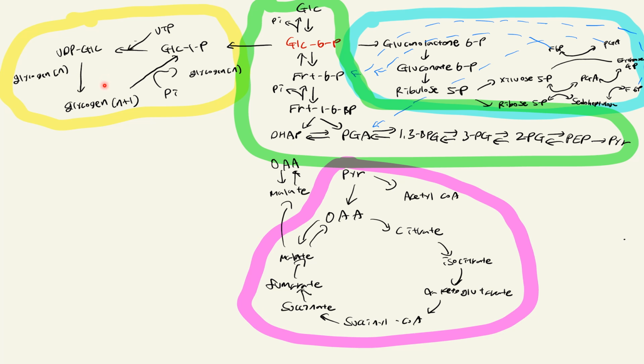Glycogenesis goes as follows. In the first step, the enzyme phosphoglucomutase converts glucose 6-phosphate into glucose 1-phosphate. Next, UDP glucose pyrophosphorylase activates glucose 1-phosphate by attaching UDP to it, forming UDP glucose. And finally, glycogen synthase uses UDP glucose to add glucose units to the growing glycogen chain. This process allows glucose to be stored as glycogen.